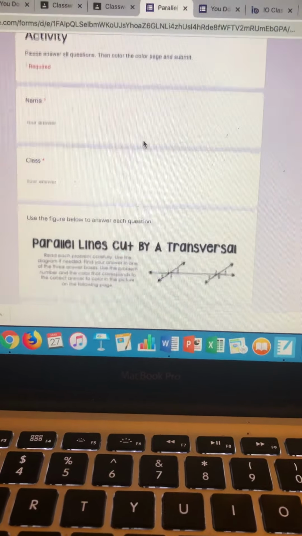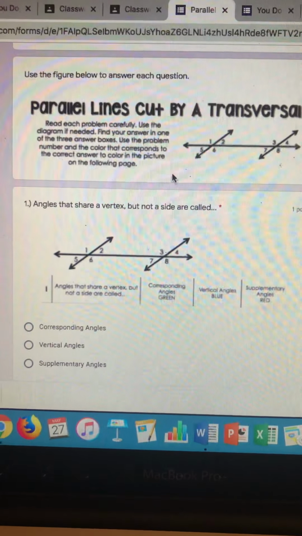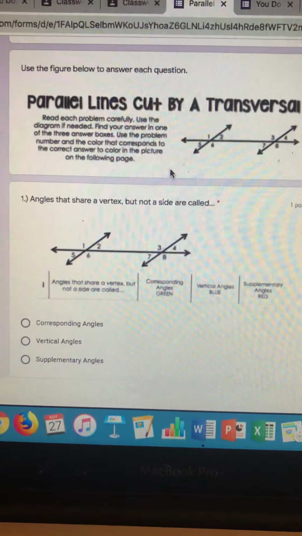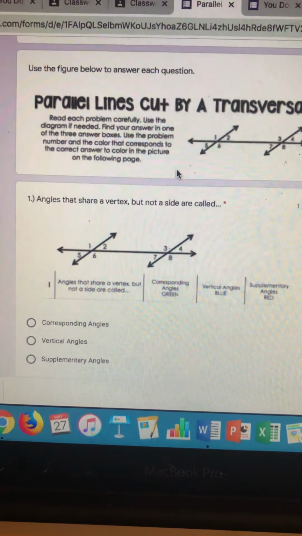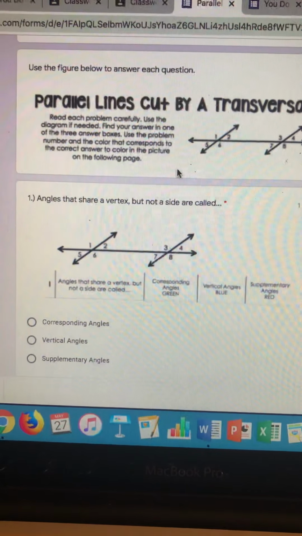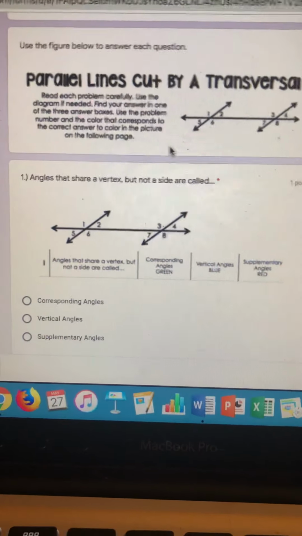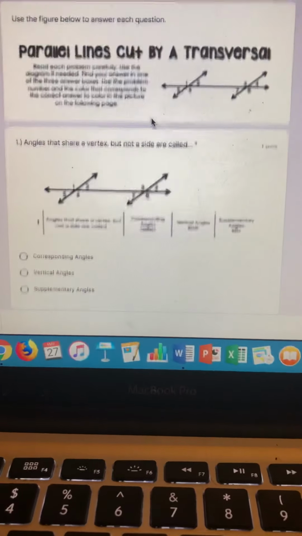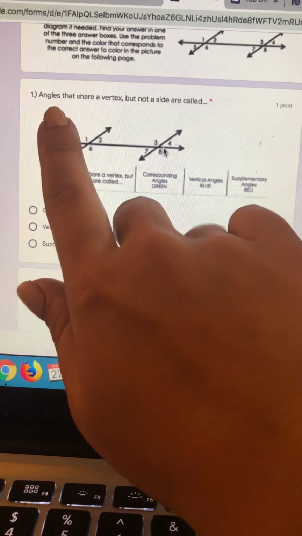Okay, so you're going to open it up and you're going to see the directions at the top. So this is the picture you're going to continue to use for a majority of the questions, if not all of them. I have to scroll down to see if that's correct. So you're going to read each problem carefully and use the diagram if needed. Find your answer in one of the 3 answer boxes and use the problem number to color that corresponds with the correct answer in the picture on the following page. So like I said, the coloring page is on the doc. This is where you're just answering the questions. So the questions are here, but I also typed them up here for you.